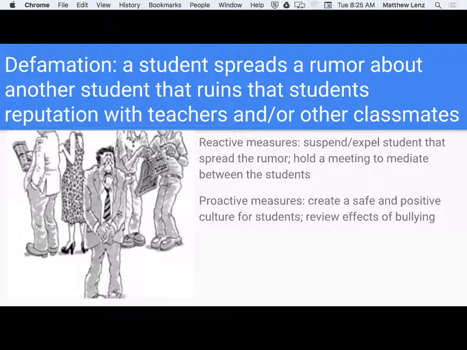Anyway, reactive measures: suspend or expel the student that started the rumor. Hold a meeting to mediate between the students. Again, there's going to be some tension there, so trying to make sure that we're on the same page and we forget about it would be best. As long as you create a safe and positive culture for students, I think a lot of this stuff doesn't happen. So that's a lot of the proactive measures. And then review the effects of bullying.